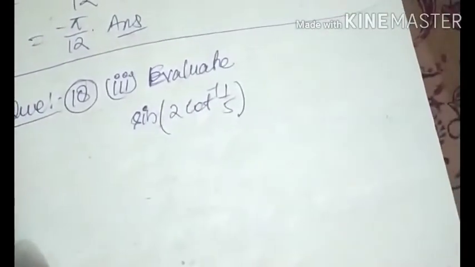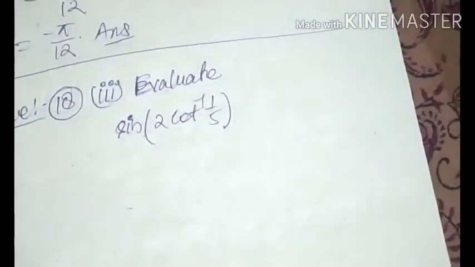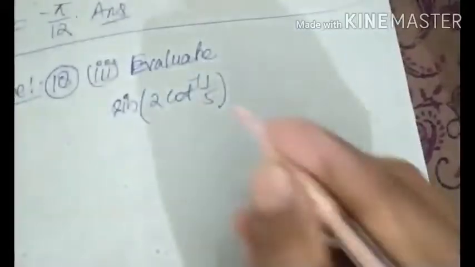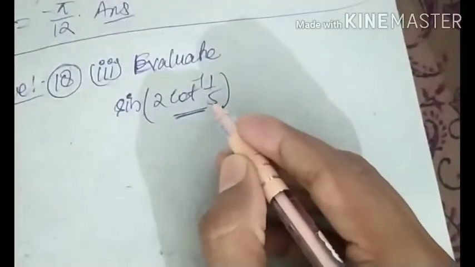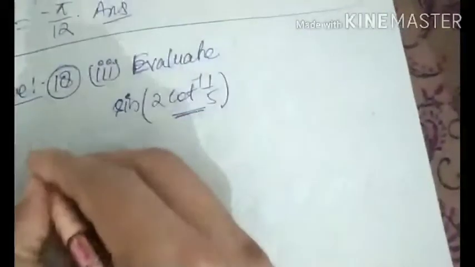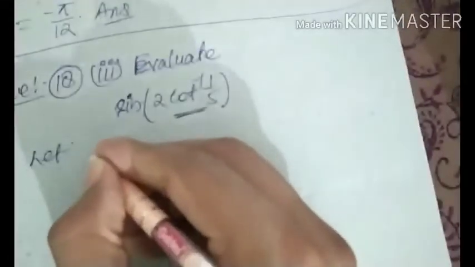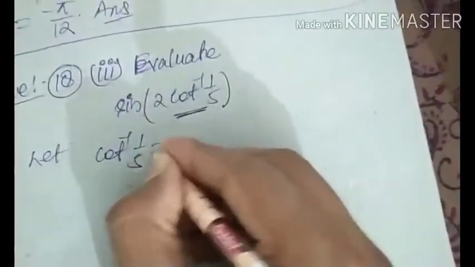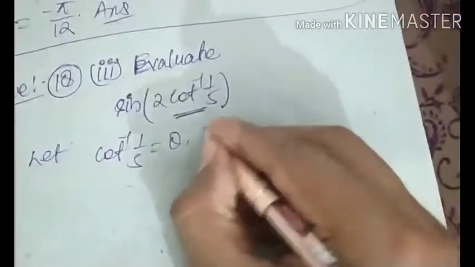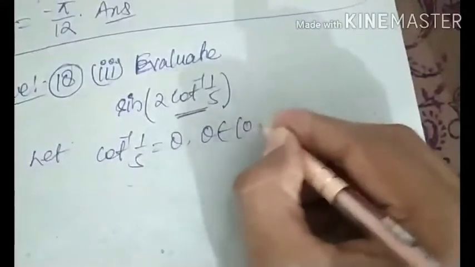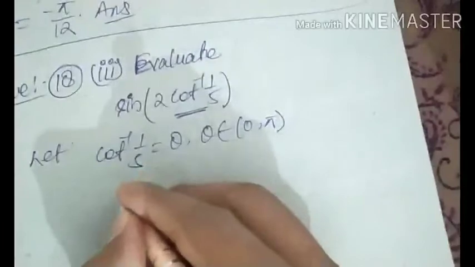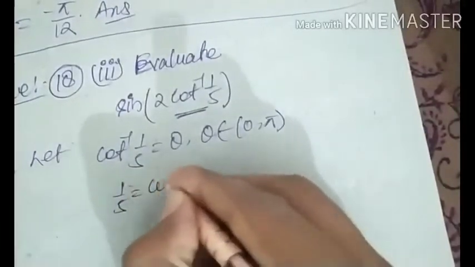Question number 18, third: evaluate sine of 2 cot inverse 1 by 5. We have to solve this. First of all, put cot inverse 1 by 5 equal to theta, where theta belongs to 0 to pi. Since theta belongs to 0 to pi, we can write 1 by 5 is equal to cot theta.